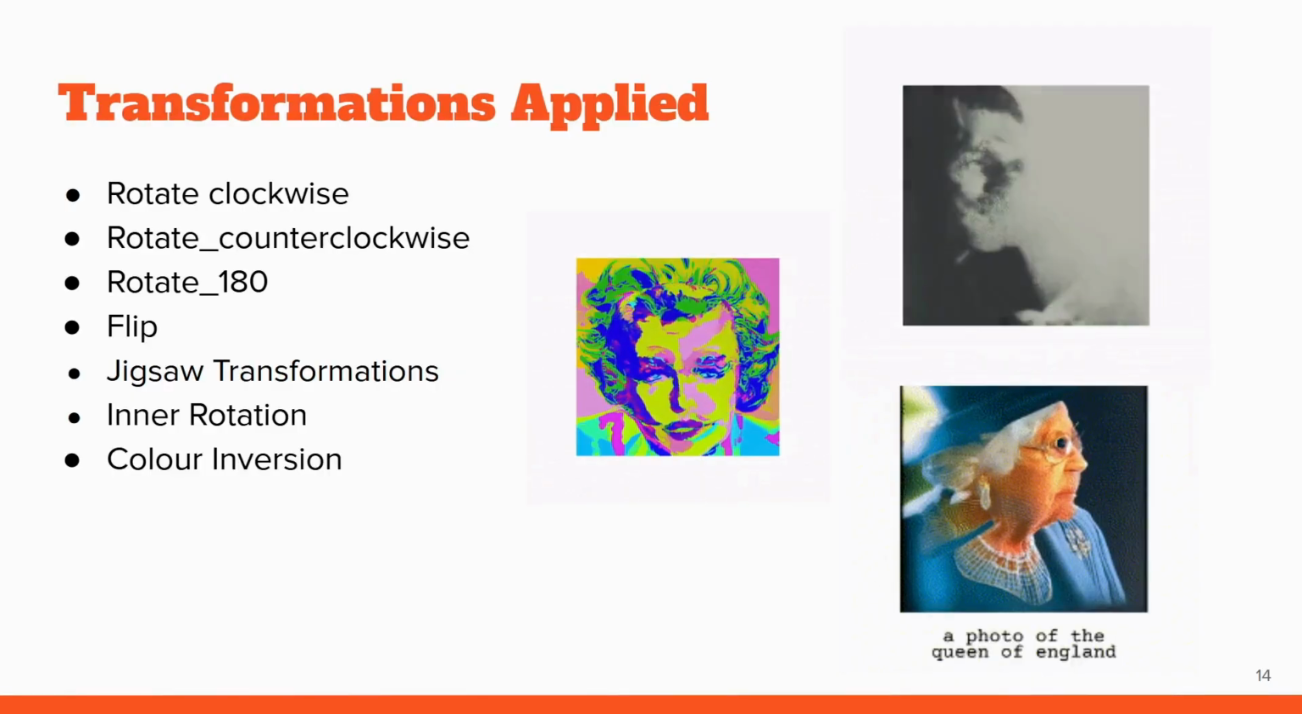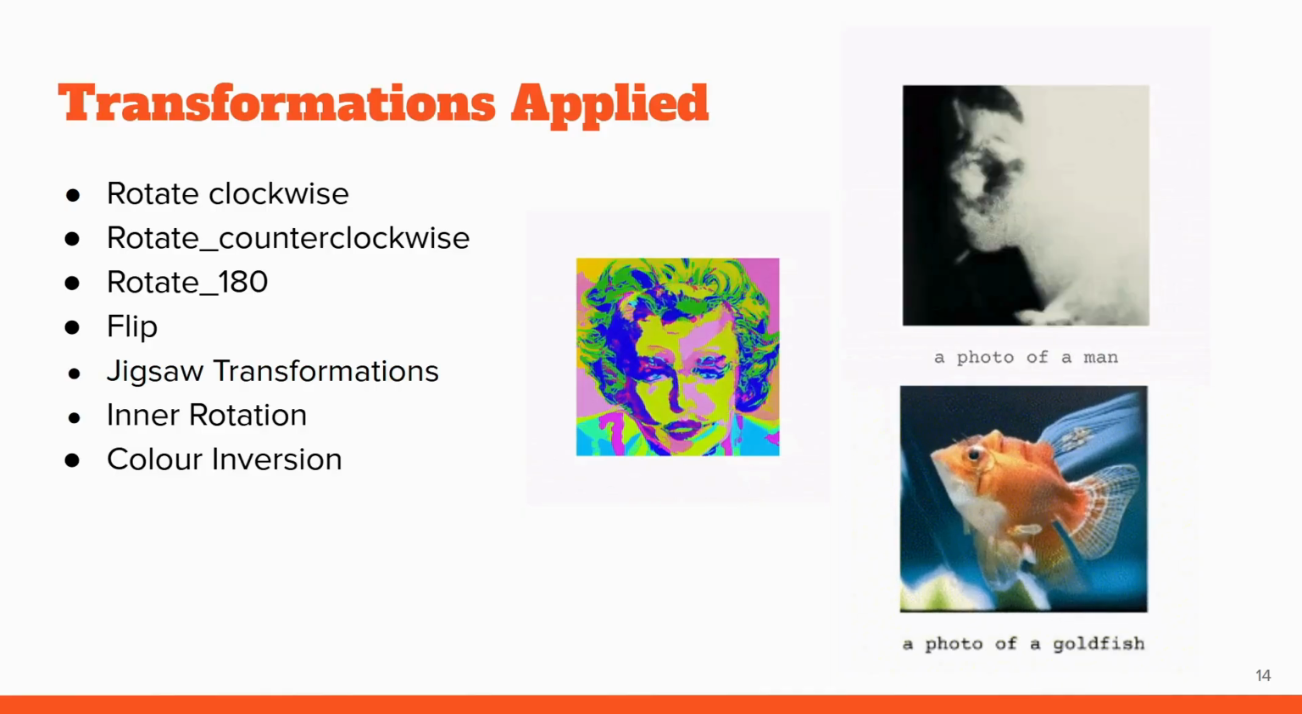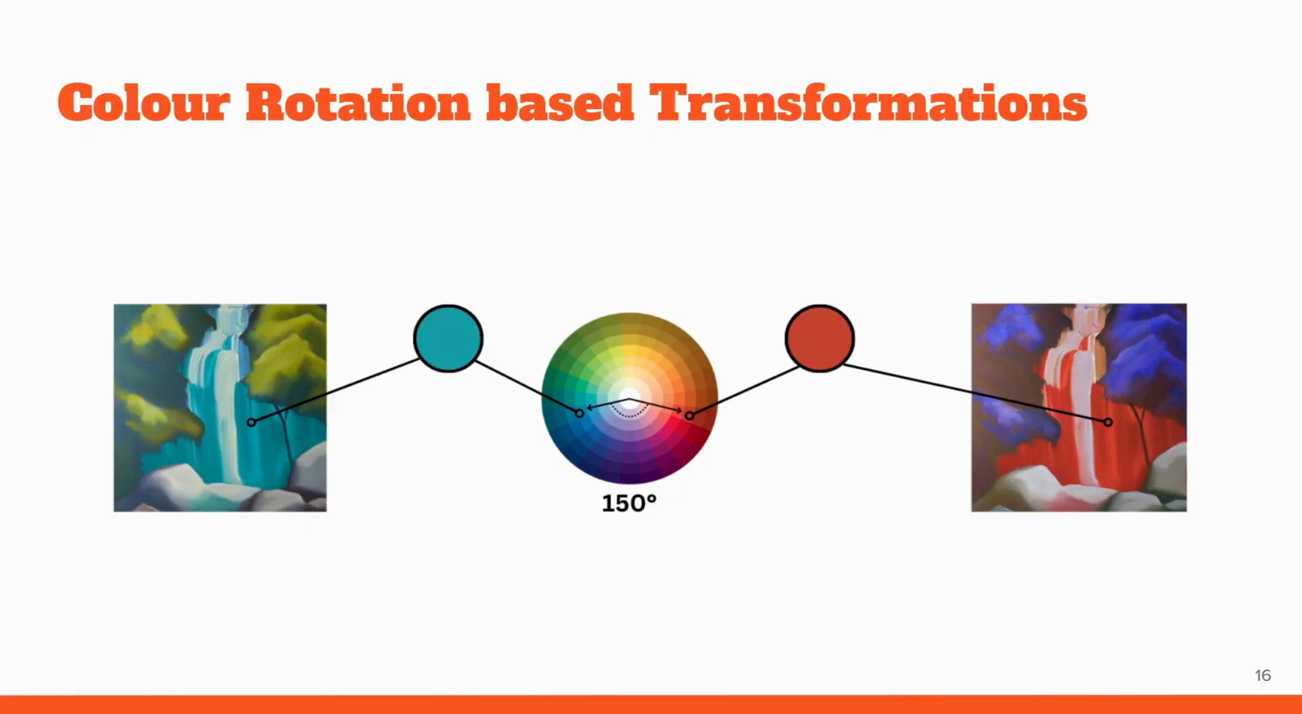Hey everyone, I'll be explaining the different transformations. So these are the transformations which were there in the original paper. And now I'll be explaining the new transformations that we have created on our own. So starting with the first is color rotations and color permutations.